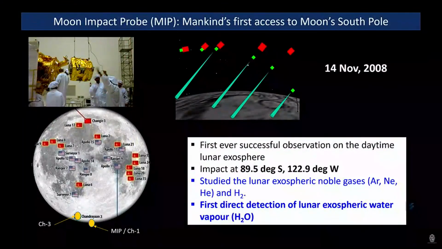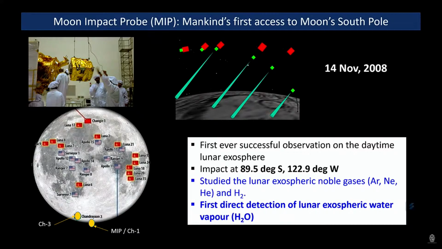Moon impact probe is what I mentioned, which impacted on the surface of the moon on 14th of November 2008. It has been a historic event. And you know the location where it impacted, it is very close to the South Pole. And it also studied, while it was descending in a spin mode with its camera and other detectors, the lunar exospheric noble gases, and made the first direct detection of the lunar exospheric water vapor. And this is a very, very important measurement which was achieved at a very substantially low cost.